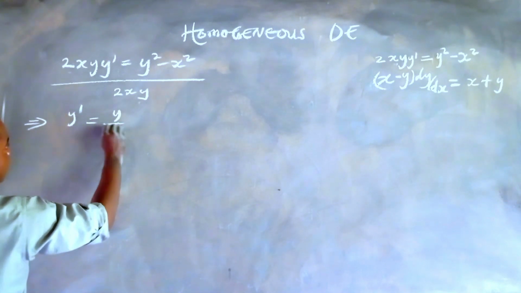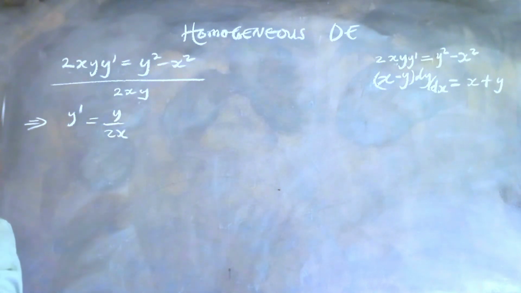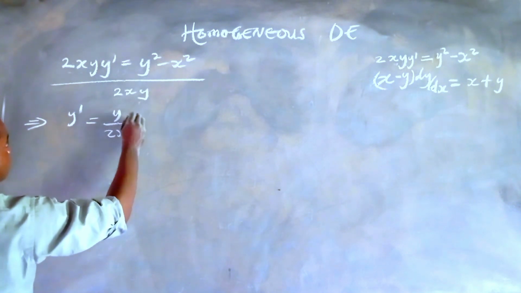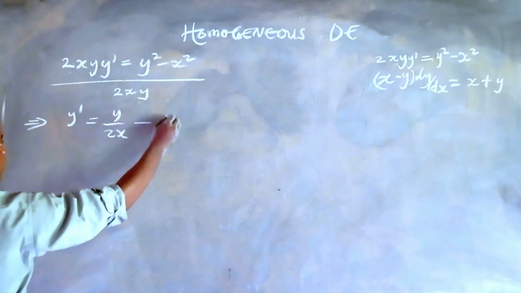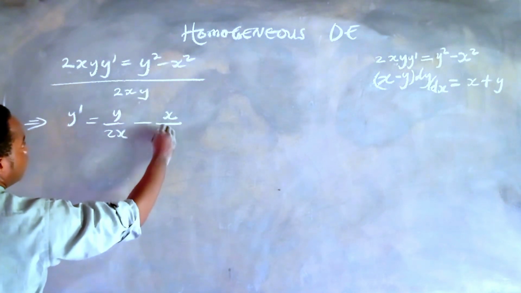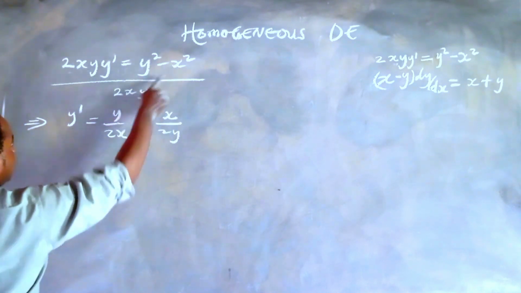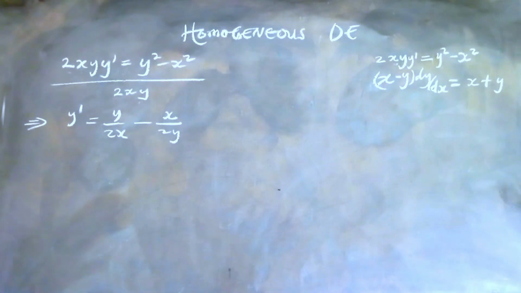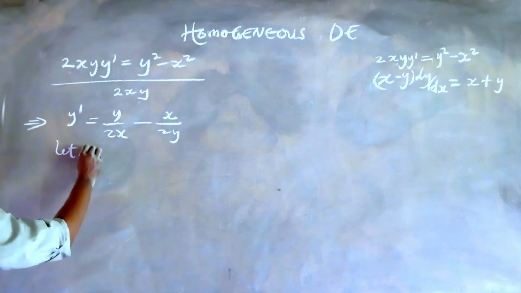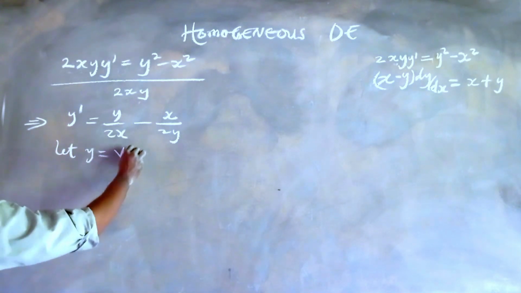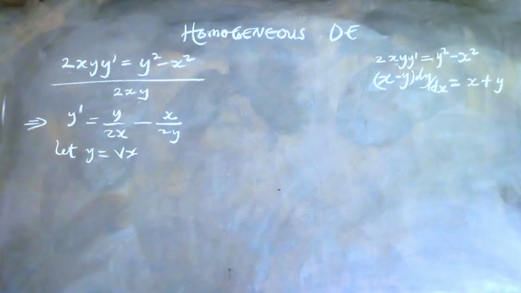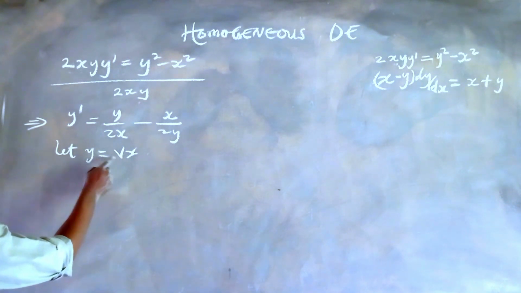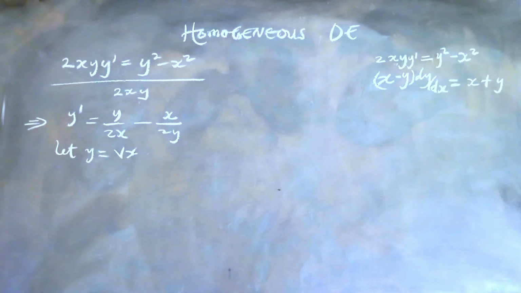And we would have y prime equals y over 2x, because the 2xy reduced the y squared, right? And it reduced the x squared to x over 2y, right? Okay, and that's the first thing. So we get y prime all by itself, so that we don't have a product of y and its derivative. So now we set y equals vx, and this is where the method begins. So we set y equals vx.